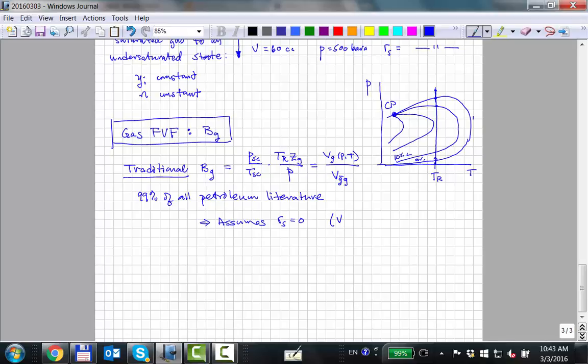Where it's saying that the volume of oil from gas is 0. And it's just almost never like that. So we don't want to use this. There's always the exception, but usually we don't want to use this definition.